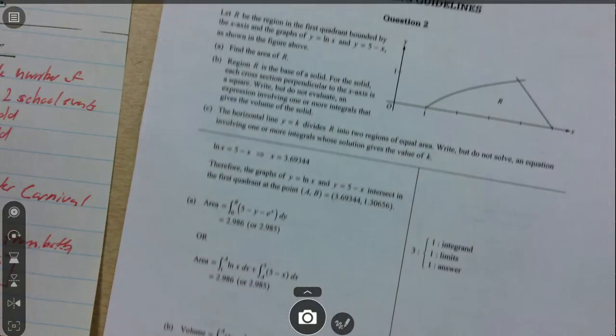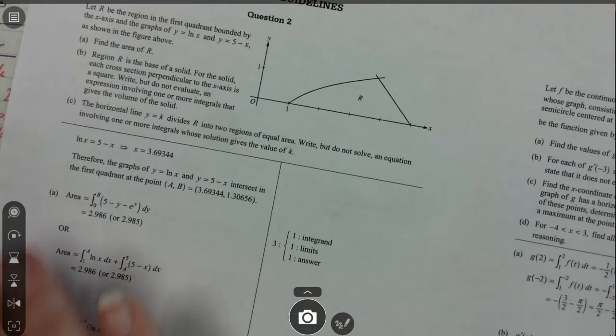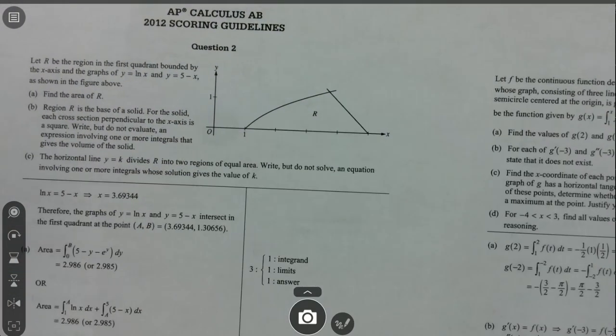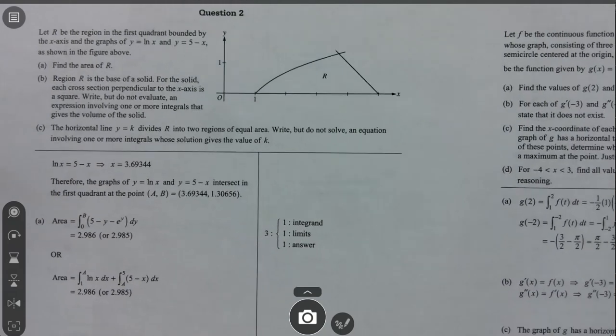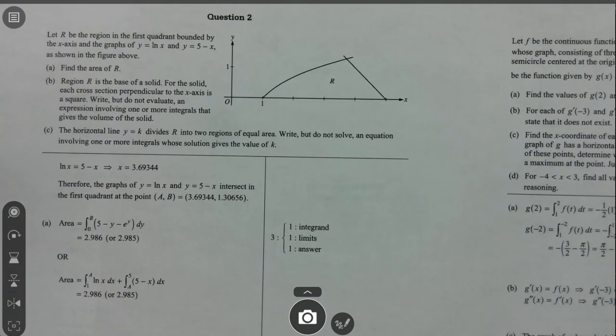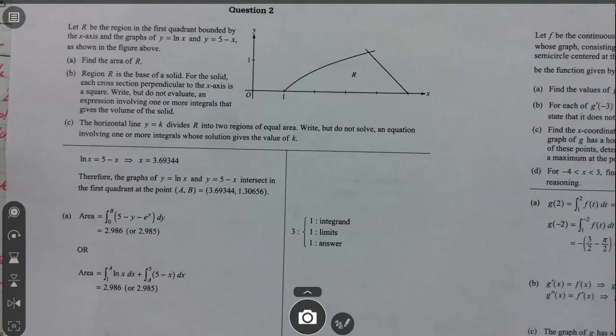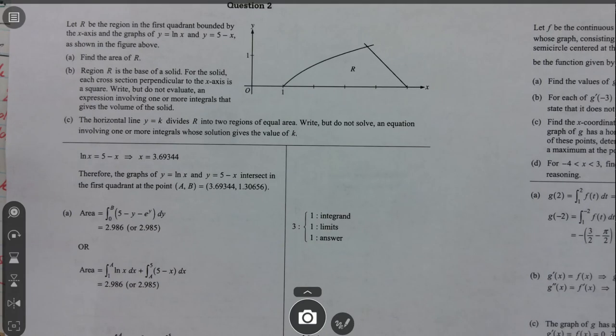Okay, question 2. We have our graph. Hi. Yeah. Good? Okay. What? You noticed what? Oh, I think it's going around. It's the end of the year.